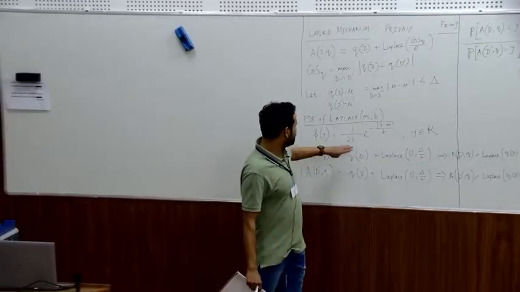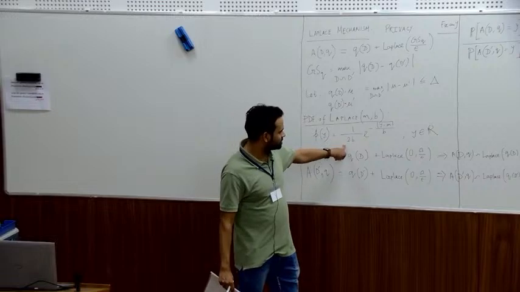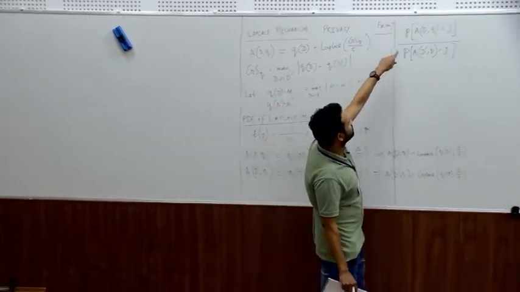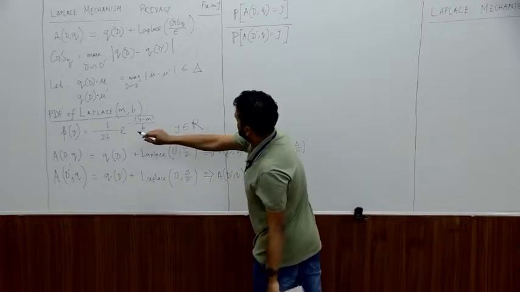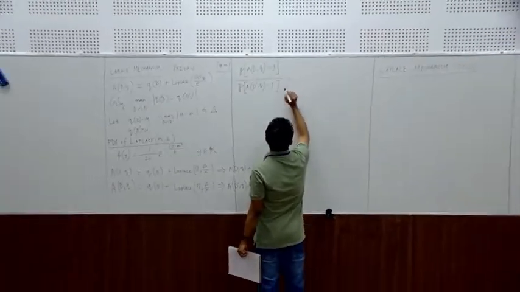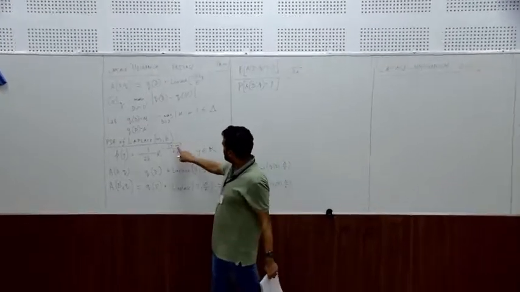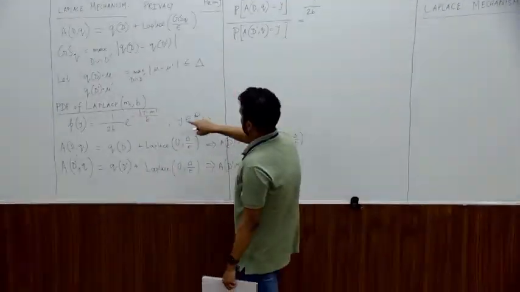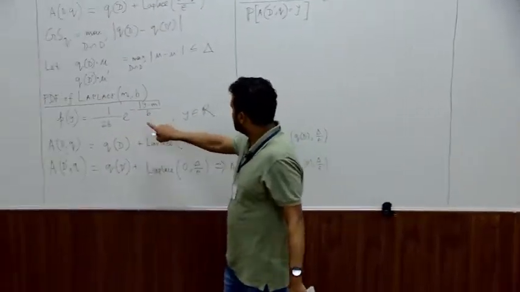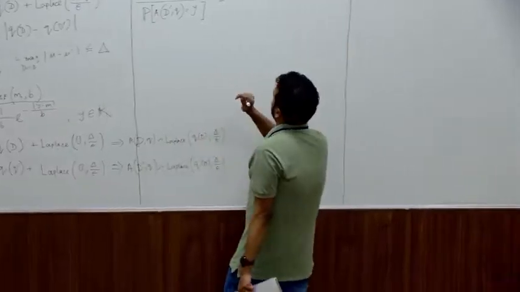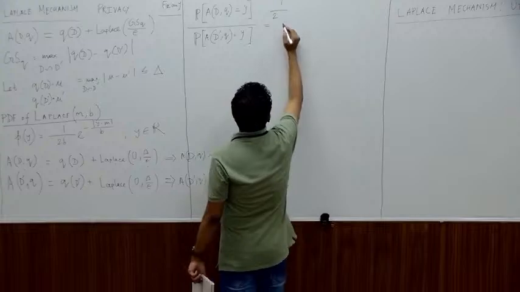So we will use this formula. We know the probability of y is given by this. What is the probability of A(d, q) equal to small y? It is given by exactly this formula. The numerator is 1 by 2b. In m, I will replace m by the mean q(d) and replace the scale b by delta by epsilon. That's what I am doing. I replace 2b by 2 delta by epsilon.